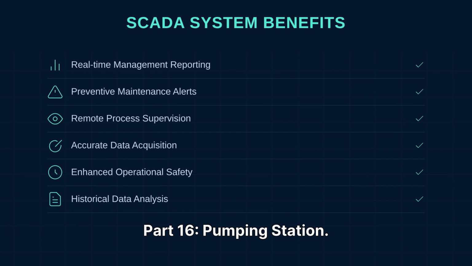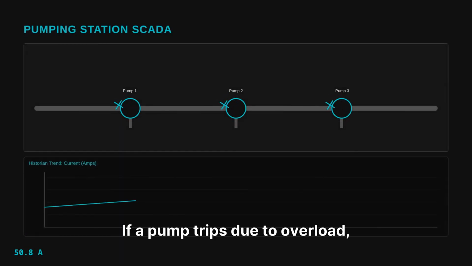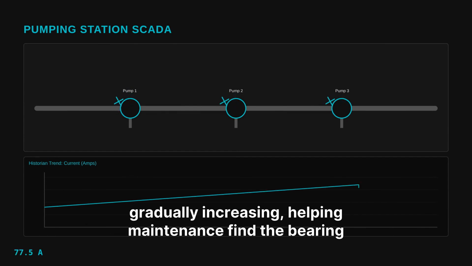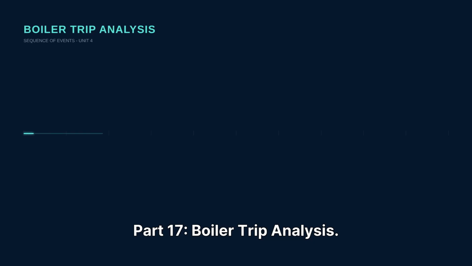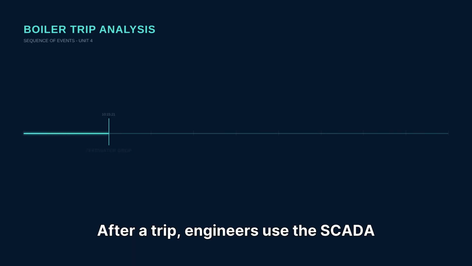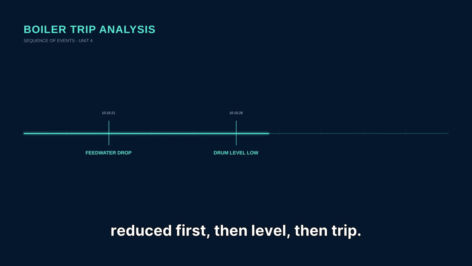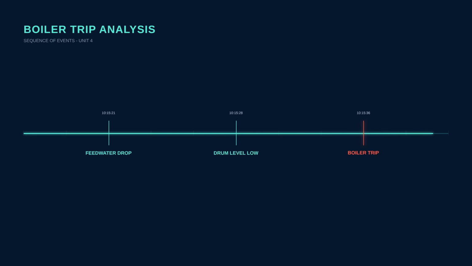Part 16. Pumping station. Imagine a pumping station. If a pump trips due to overload, the SCADA historian reveals if current was gradually increasing, helping maintenance find the bearing issue quickly. Part 17. Boiler trip analysis. After a trip, engineers use the SCADA historian to see the sequence. Feed water flow reduced first, then level, then trip. The power of timestamped data reveals the root cause.